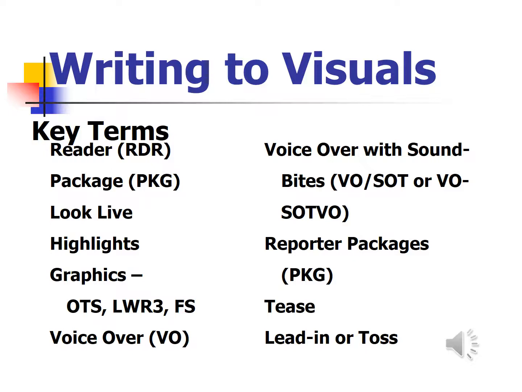Graphics, as we've discussed, include the OTS, or over the shoulder, LWR3, or lower third, and FS, or full screen. When you code these in your script, you also need to provide a descriptor so the graphics coordinator knows which OTS you want. So if you're doing a story about a wrestler winning a national title, you might code the graphic OTS Champion on the script, which will match the name given the graphic.